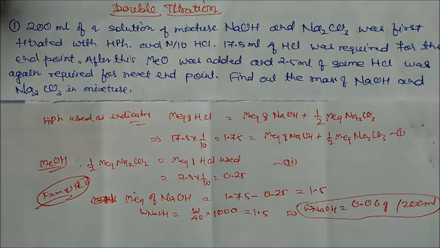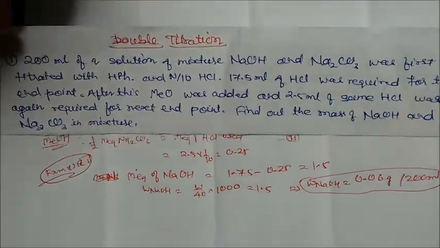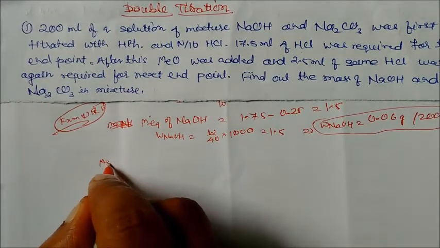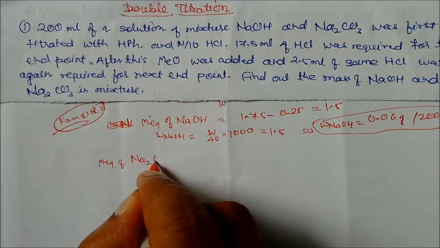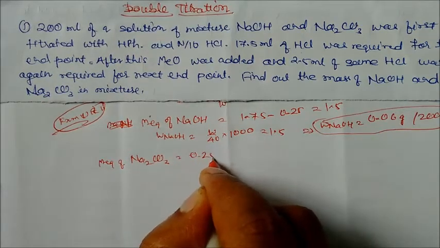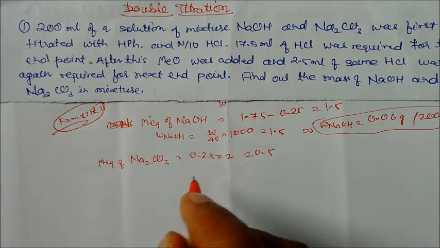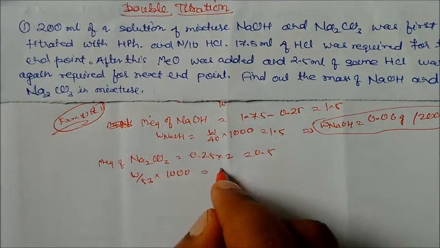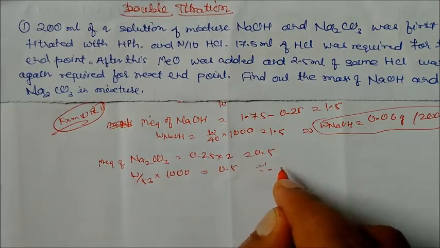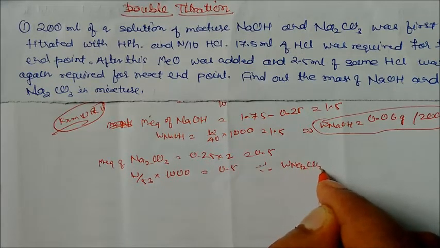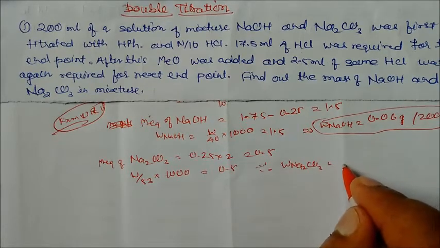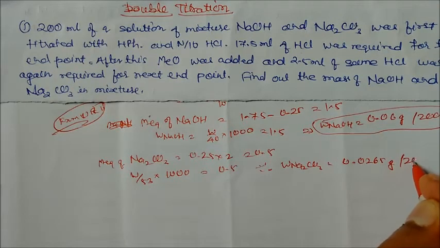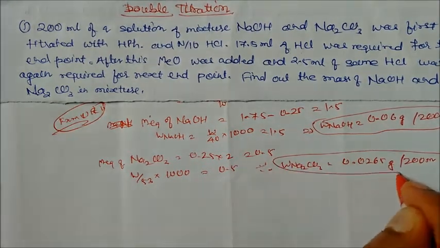Similarly we can find the weight of the sodium carbonate. So milliequivalent of sodium carbonate is 0.25 into 2, that is 0.5. So again weight by 53 into 1000 is equal to 0.5. So the weight of sodium carbonate will be how much? It will be 0.0265 gram per 200 ml. So this is basically our answer.